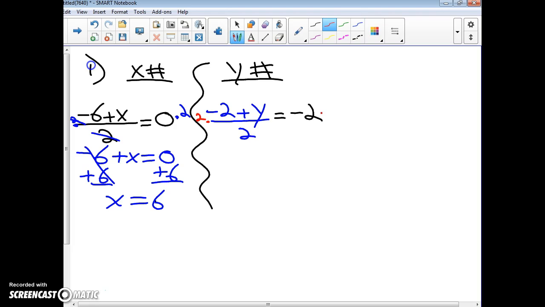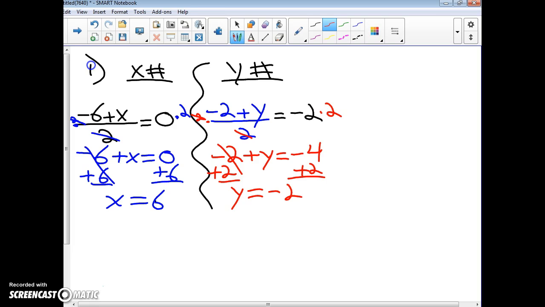Multiply both sides by 2 to get rid of that denominator. And I wind up with -2 plus y equal -4. Add 2 to both sides. I wind up with y equal -2. So my answer on number 1 is 6, -2. And remember that that is the endpoint, not the midpoint.